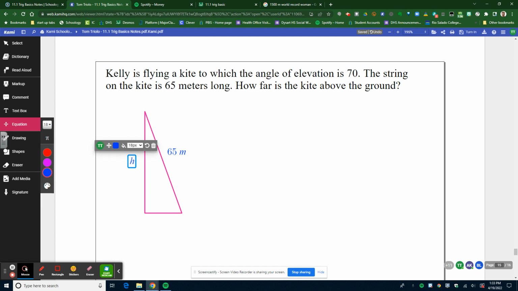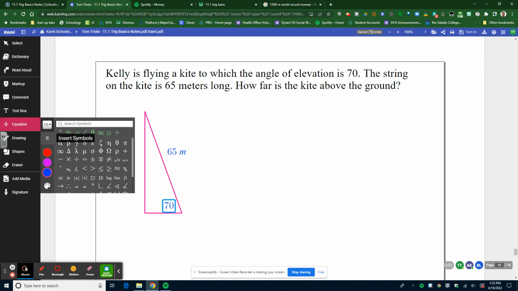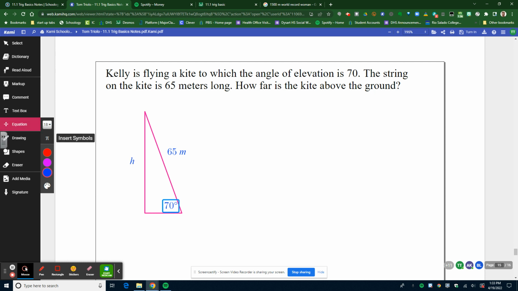And we are looking for what's 70 degrees. Last thing put. So 70 degrees. Come on, Kimmy. There we go. All right. There's the setup. You do the rest. Find the height. Write a sentence. The kite is blank meters above the ground. You do the rest.